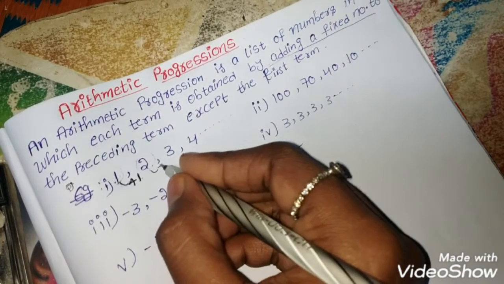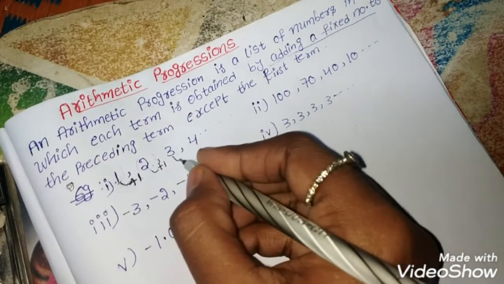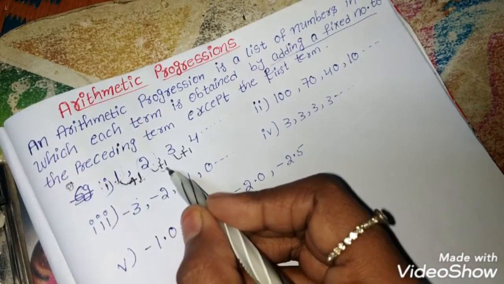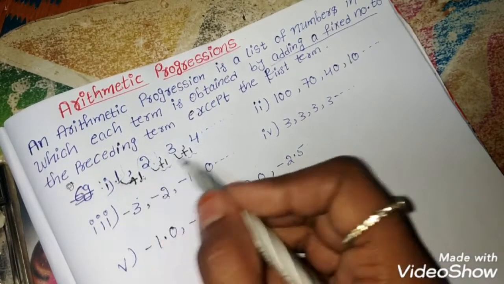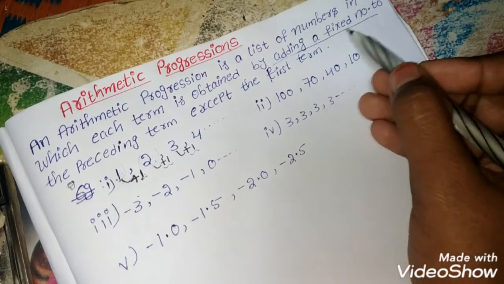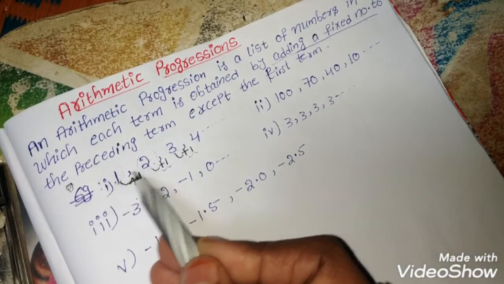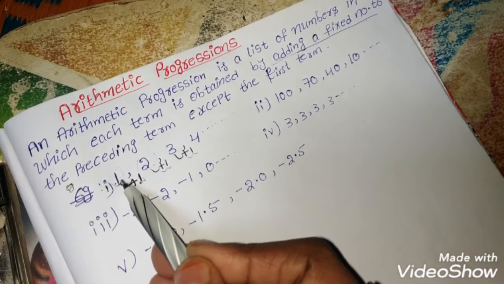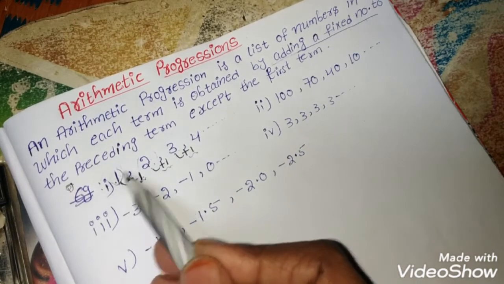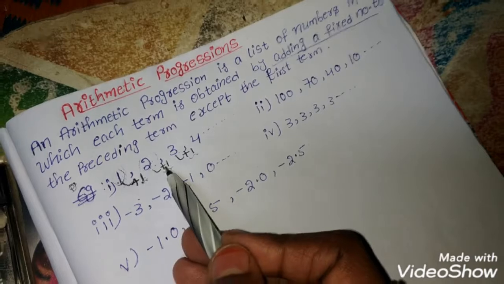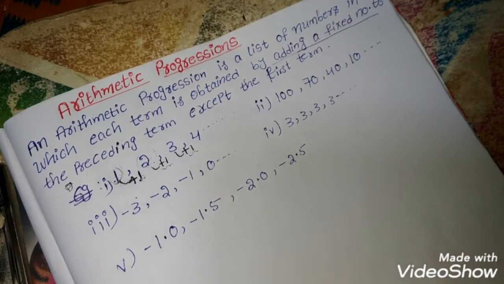Again I am adding 2 plus 1, we get 3. Again I am adding 3 plus 1, we get 4. Here we are adding 1 in every term. It is a fixed number, right? See, adding a fixed number to the preceding term, preceding term means the term before, that is this one. If we add 1 to the preceding term, we get 2. And again to this term, add 1, we get 3. Like that. Understand?